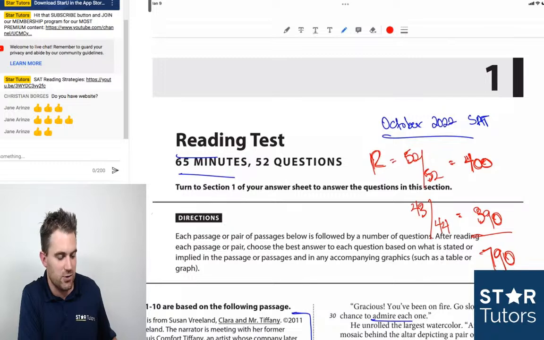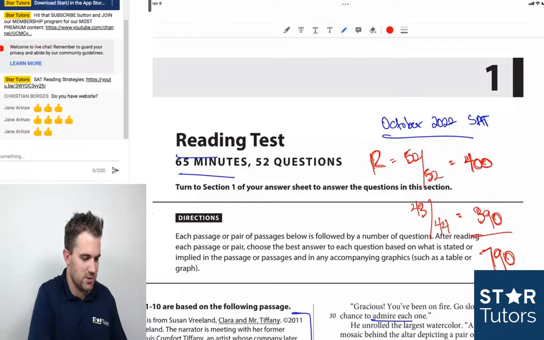But in any case, let me pull up this SAT writing and language, if you guys want to see that. October 2022. SAT writing and language.